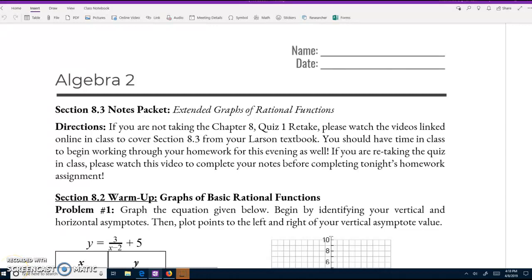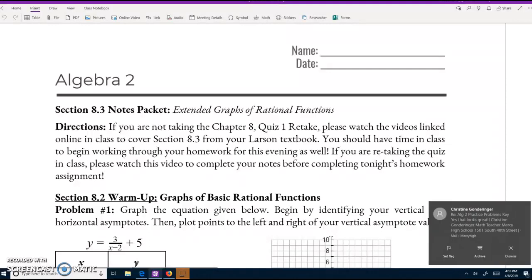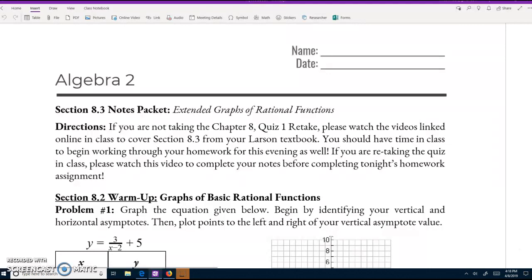Hi Algebra 2 students. This is the video for section 8.3, which is going to continue along with our graphing material following section 8.2. So if you are not taking the retake, this is what you're going to be doing in class. If you are taking the retake, you want to start watching these videos after you finish your quiz and then finish up whatever is needed for homework.